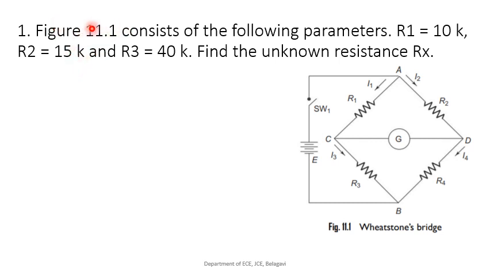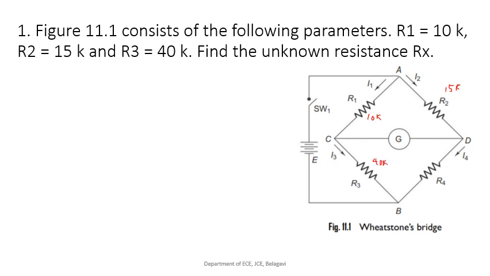Figure 11.1, that means this diagram, consists of the following parameters. R1 is 10 kilo ohm, R2 is 15 kilo ohm, R3 is 40 kilo ohm. Find out the unknown resistance. If you want you can write this: R1 is 10k, then this is 15k, and R3 is 40k.